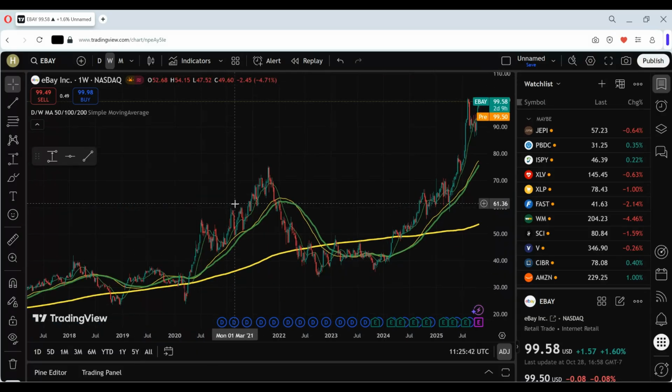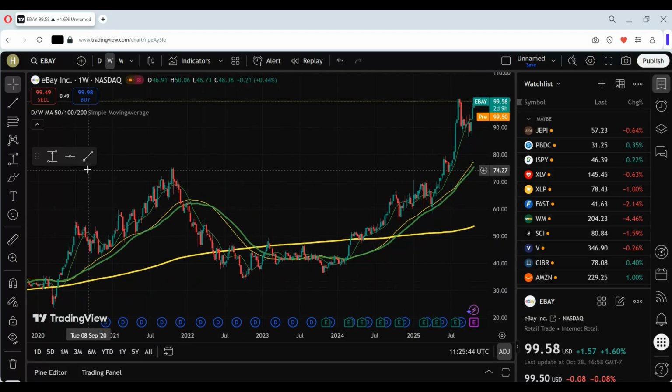The other tool we got is this second tool here in this little box in the top left. This is the horizontal line. It'll just draw a straight line for you. I don't see any great use for it here, but we could put it at this top here and just say that's a significant level.